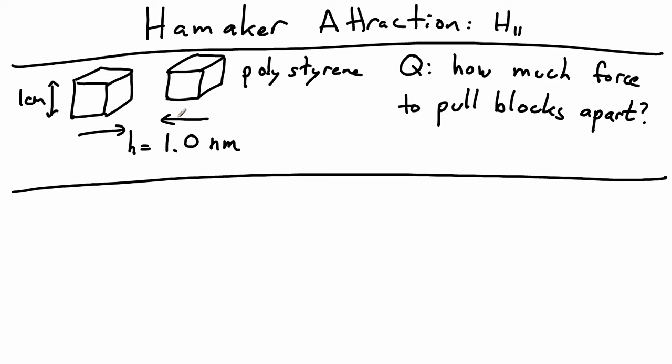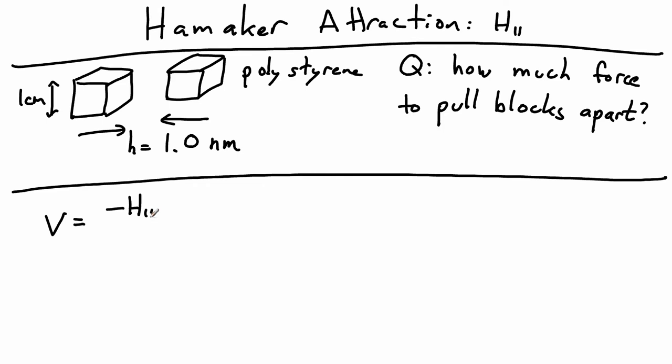Imagine we have two polystyrene blocks, and we're going to push them so that they're only 1 nanometer apart. So essentially really touching. And then the question is, how much force will it take to pull them back apart once they're 1 nanometer apart? Well, to do this, we can see that the main phenomenon here is Hamaker attraction. So we'll write down for us what Hamaker attraction is.